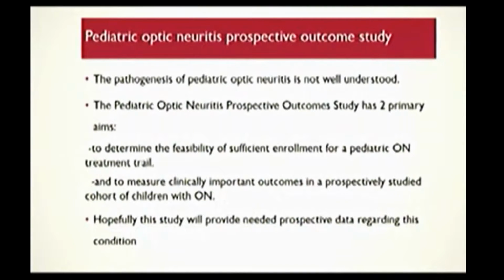However, in 2016, the Pediatric Optic Neuritis Prospective Outcome Study was launched. Their primary aims are to determine the feasibility of enrollment of pediatric optic neuritis for a treatment trial and to measure the clinically important outcomes in a prospective study cohort of children with optic neuritis. Mainly, they will focus on visual acuity, OCT results, and the risk of conversion to multiple sclerosis. Hopefully, the study will provide us with needed prospective data regarding this condition.